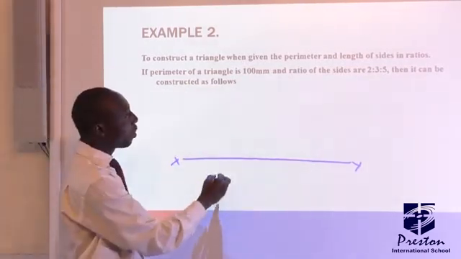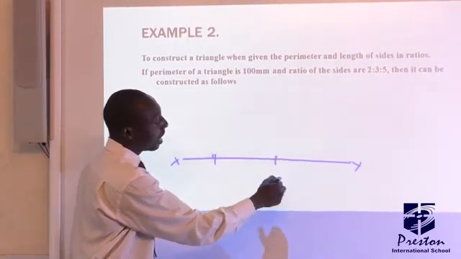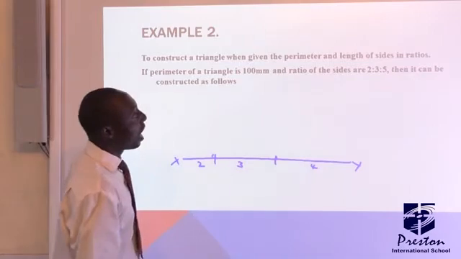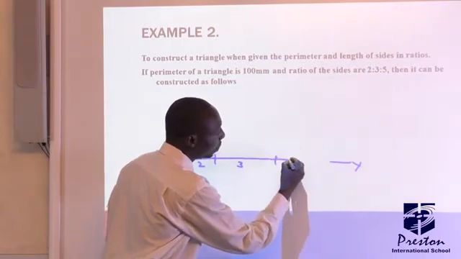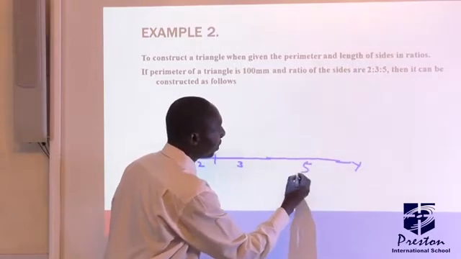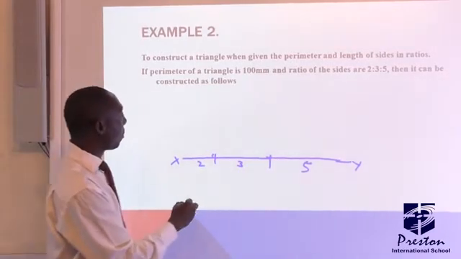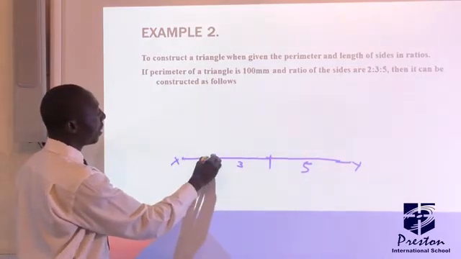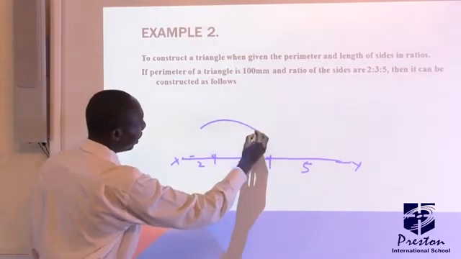Then you divide it in the ratio 2, 3, and 5. So if this one is 2, this one is 3, and this one is 5. So we have 2, 3, and 5. With the help of your compass, you open your compass to a convenient length from this point to this point. Then you raise your compass and draw an arc like this.